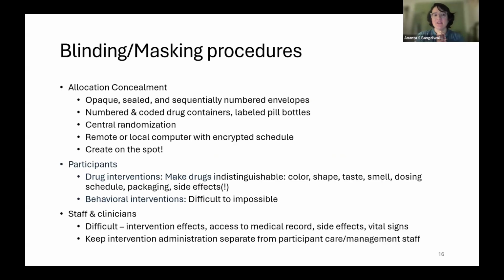Allocation concealment. This is done through a number of ways. Opaque, sealed, and sequentially numbered envelopes, that helps. Numbered and coded drug containers, labeled pill bottles. Central randomization, remote or local computer with an encrypted schedule, or you might create it on the spot. Those are different ways of allocation concealment.